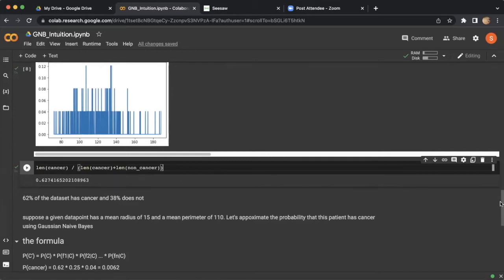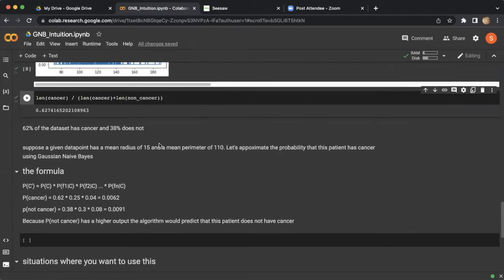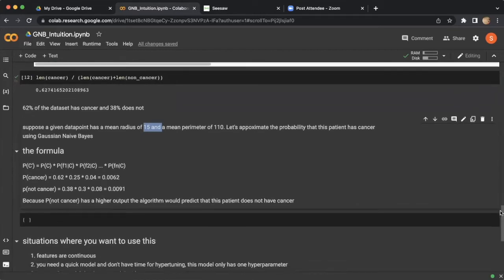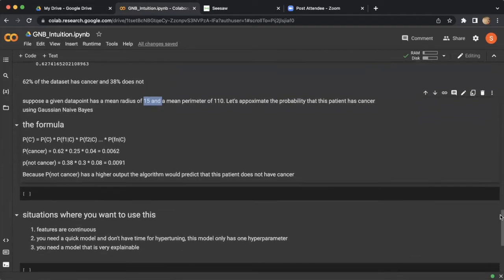So let's take an individual data point. Let's make this up, and say that their mean radius is 15 and their mean perimeter is 110. So we're going to approximate the likelihood that they do have cancer using Gaussian Naive Bayes.